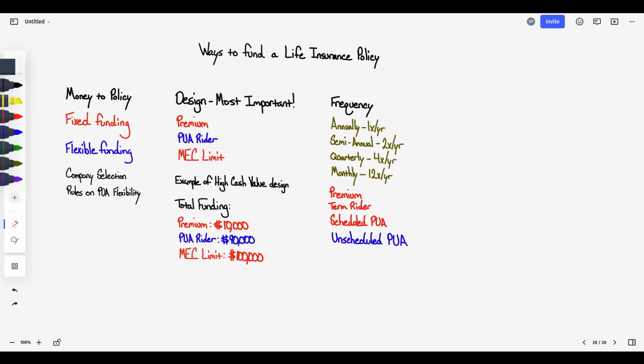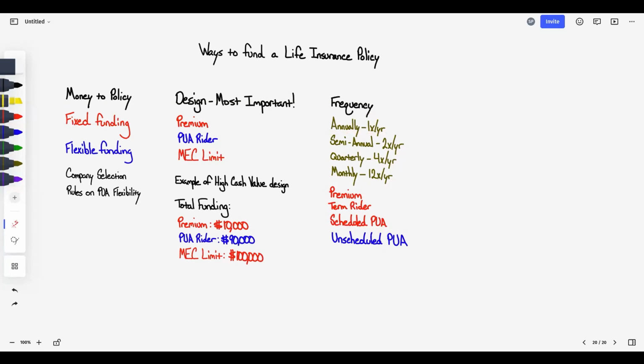Now, with respect to flexible funding, here's something that is pretty cool. What you can do is set it up where you're committing just to the minimum. So we can have our minimum premium, term rider, and perhaps a small scheduled PUA. I'm setting that up to be fixed. I can pay that annually to avoid any fees, and then add unscheduled PUAs at discretion. Pretty neat, right? Want to see an example?